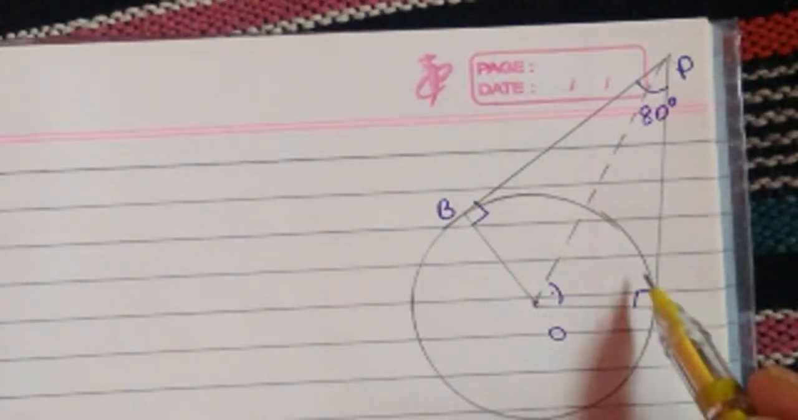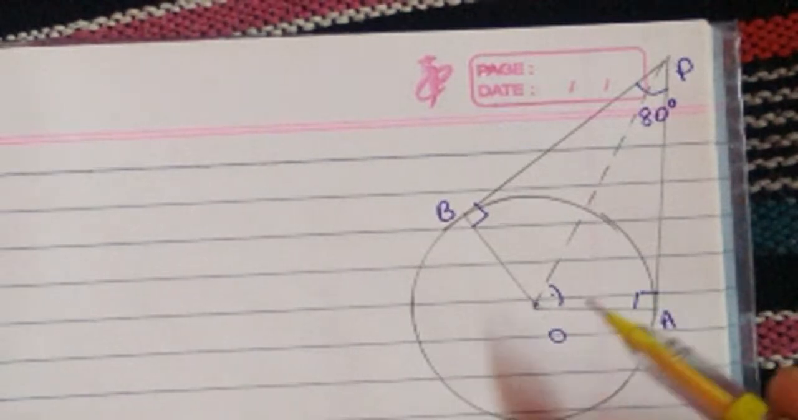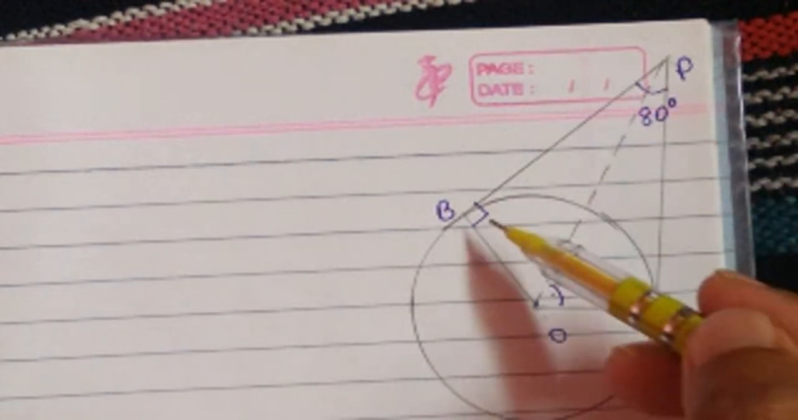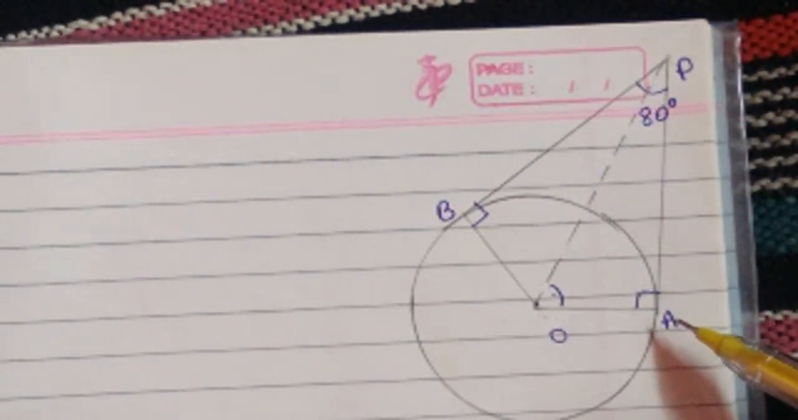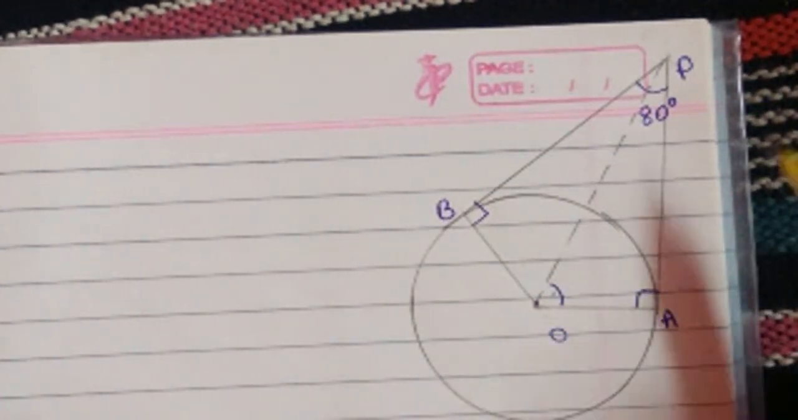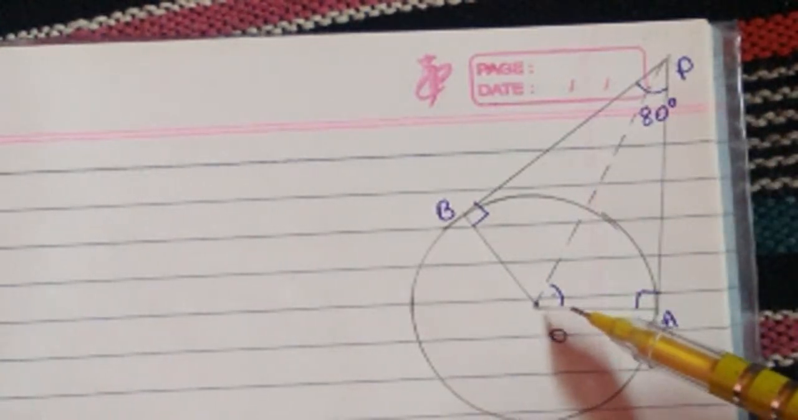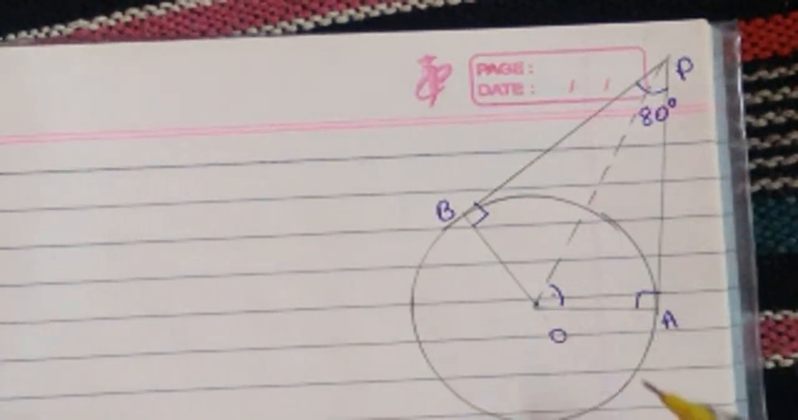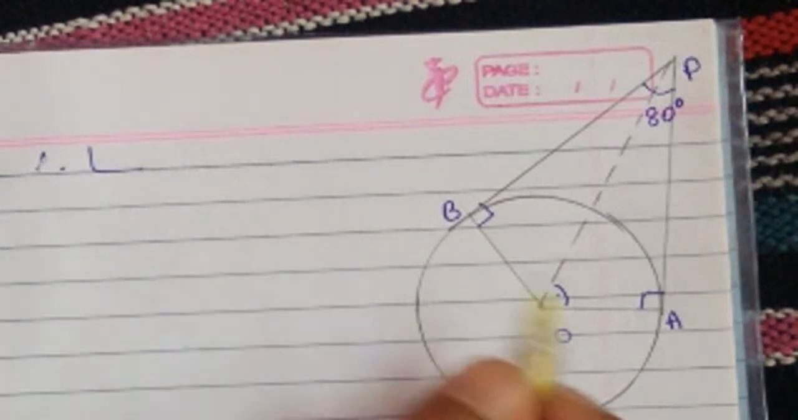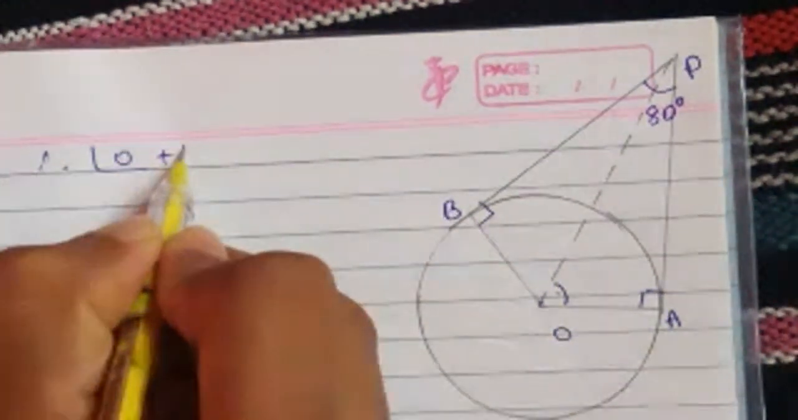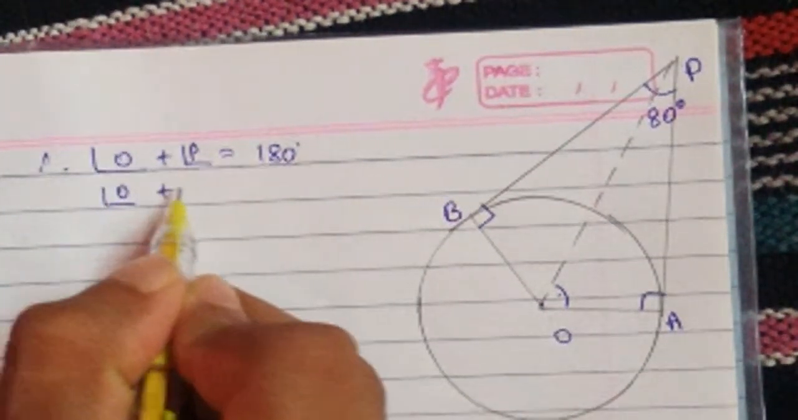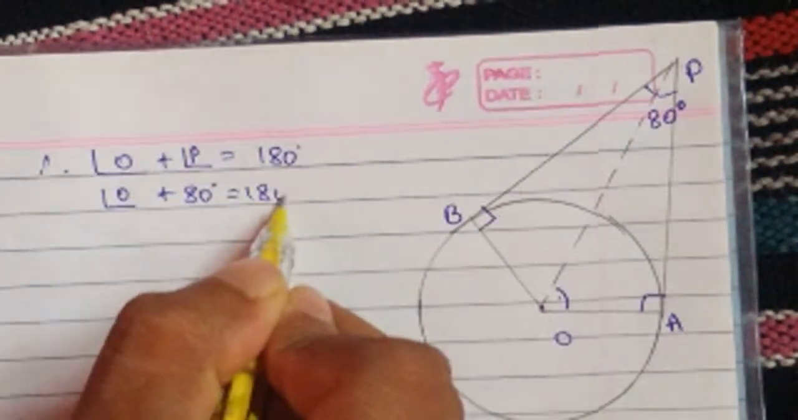Therefore these angles are equal to 90 degree, and we know that the sum of all the angles in a quadrilateral is equal to 360 degree. Therefore angle P plus angle B plus angle O plus angle A is equal to 360 degree, but after subtracting angle A and angle B, the remaining is angle P plus angle O is equal to 180 degree. So angle O is unknown, plus angle P is how much? 80 degree, that is equal to 180 degree.